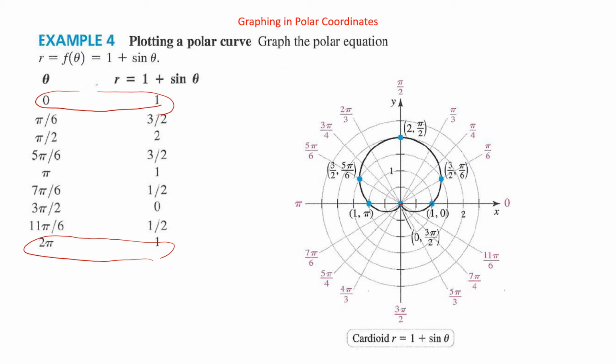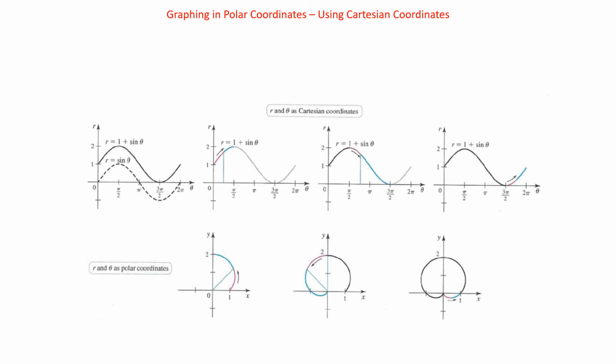You have our points on there, and then it just connects. The more points you do, the more accurate you get. But we have this, which is a cardioid. So that's how you can graph in polar coordinates. It's just finding the points. And that's one way. There's another way, which would be using Cartesian coordinates.